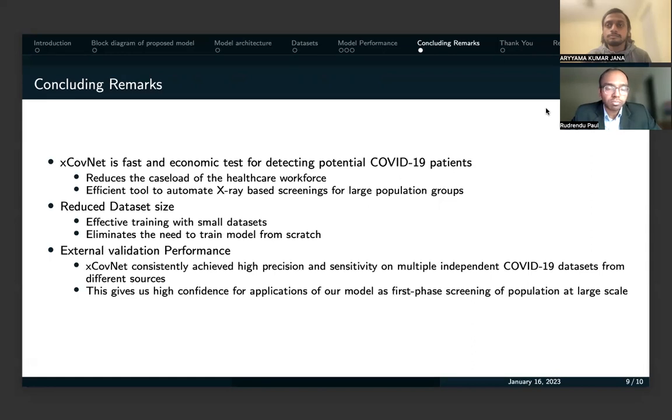Because we achieved very high precision and sensitivity on the external validation set, this gives us a lot of confidence that we can potentially deploy these models for mass screening in large population centers.